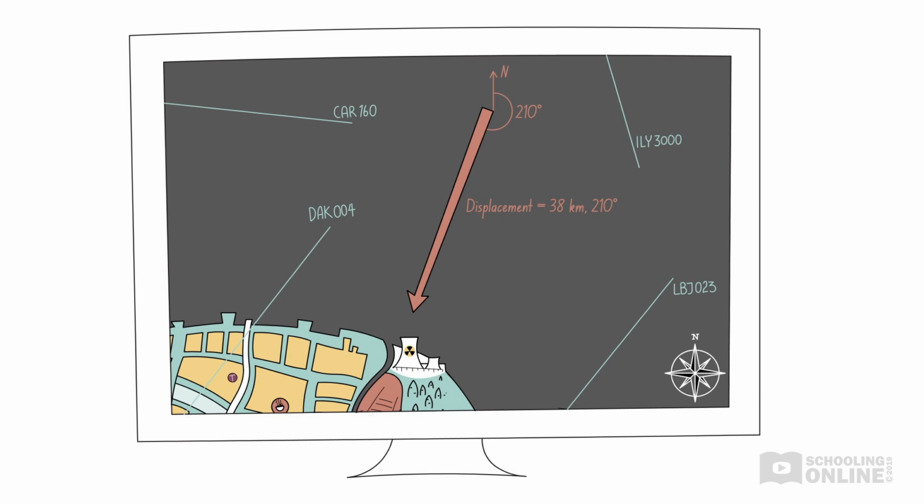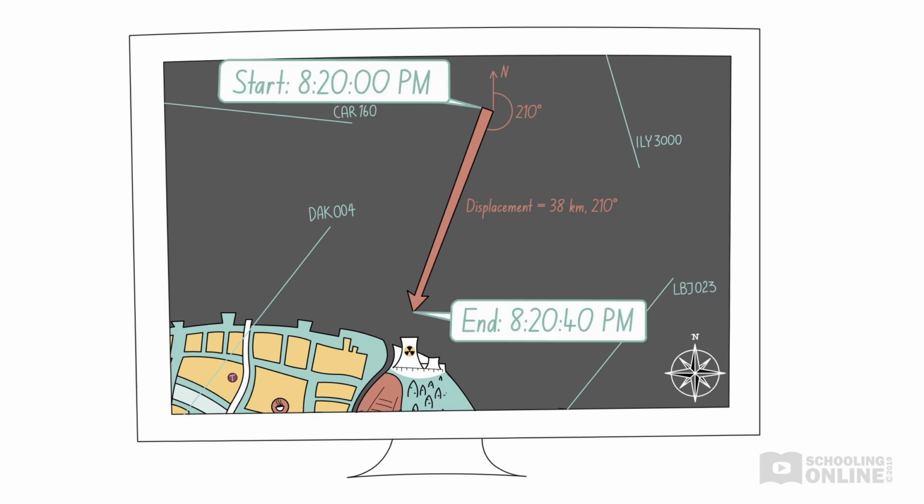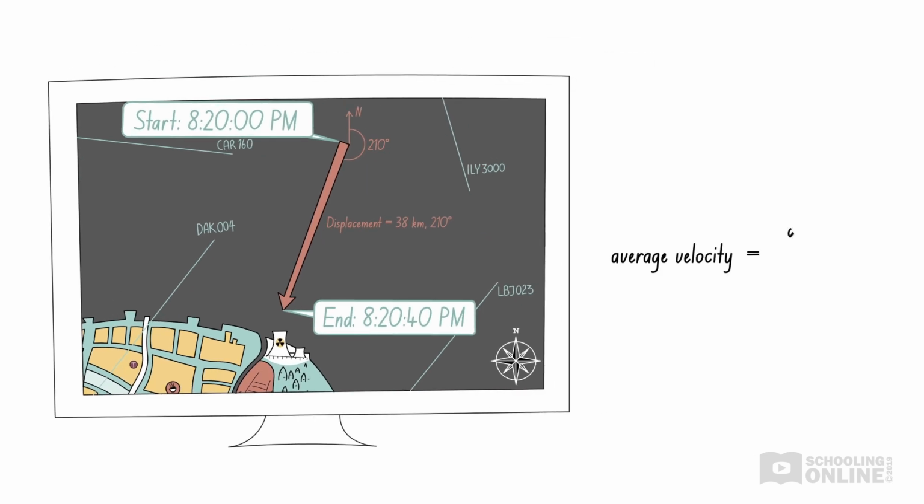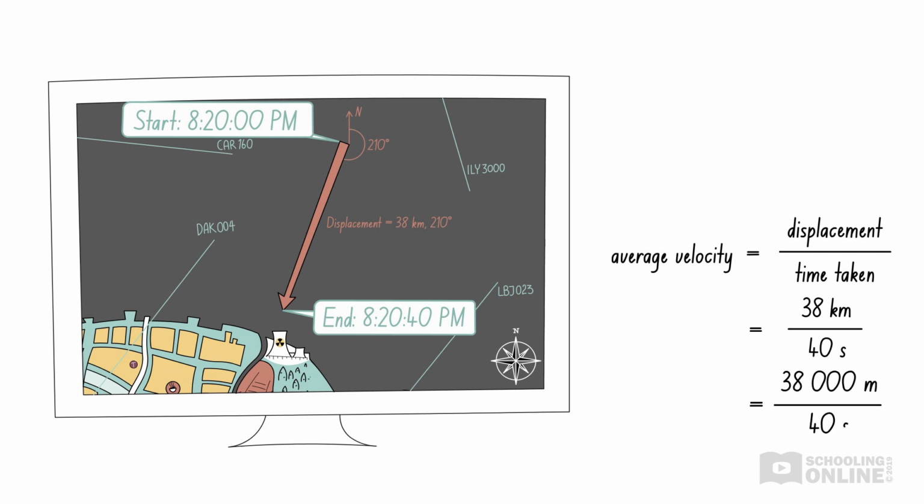Lotus reads the coordinates on the radar map and finds the object's displacement to be 38 kilometres at a bearing of 210 degrees. It travelled this far in only 40 seconds. To find the average velocity, Lotus needs to divide the displacement by the time taken. Making sure to use SI units, she calculates the average velocity to be 950 metres per second at a bearing of 210 degrees. That's almost 3 times the speed of sound.